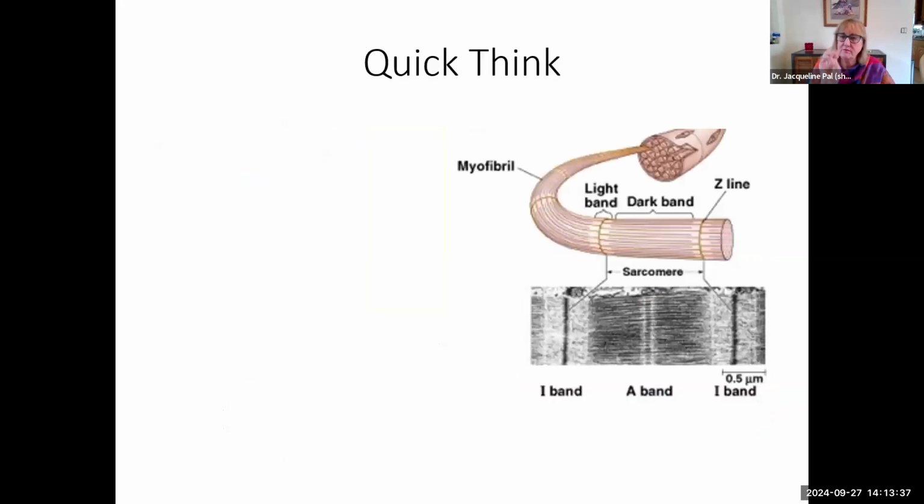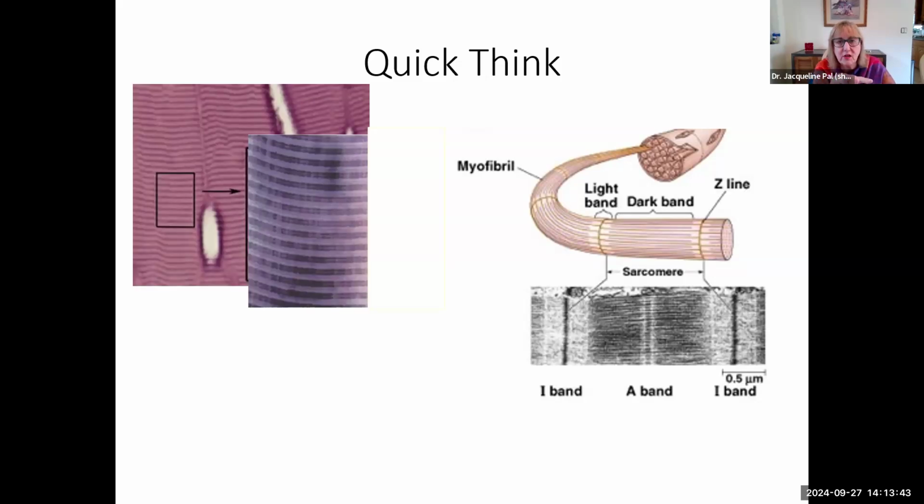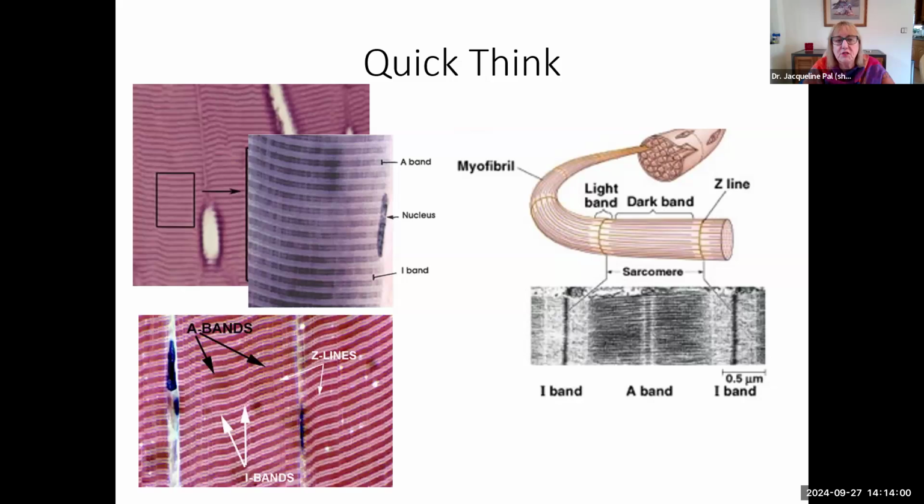Okay, so here's the quick think. Look at that picture. Now look at this picture. Can you find the A bands and the I bands on the light microscope picture? You should have been able to do that. Now in the middle of the I band, can you find the Z lines? You should have been able to do that. Now can you, with your finger, find sarcomeres? Okay, so make sure you're perfectly comfortable with those terms, because you need to know those terms going forward.